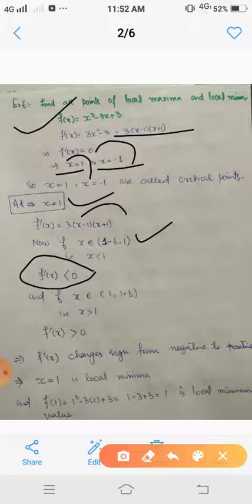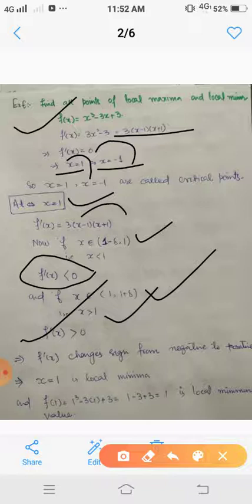If we take the points which are greater than 1, that is in the interval 1 to 1 plus delta, that is x greater than 1, this means the term x minus 1 is positive because x is greater than 1, while x plus 1 is clearly positive, which implies that positive into positive is positive, hence f dash of x for all the x's which are greater than 1 is positive. This means that it changes sign from negative to positive as we increase x through 1.